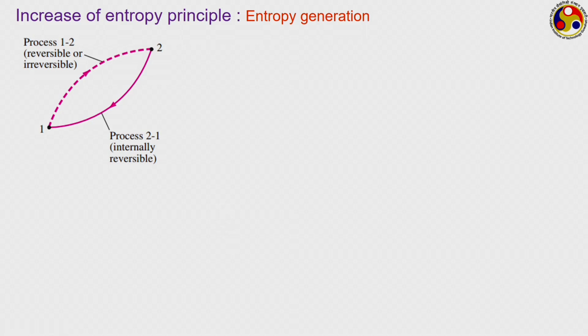Now, we consider another cycle which is actually an irreversible cycle. It comprises of one irreversible and one reversible process. So, process 1 to 2 is irreversible, in fact that can be reversible as well, but process 2 to 1 is internally reversible. Now, we are applying the Clausius inequality on this. So, cyclic integral of del q by T will be less than or equal to 0.